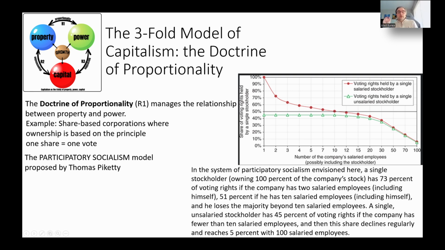This model proposed by Thomas Piketty is trying to address the question of proportionality. It seems like he's asking, should we still keep proportionality? It seems that he answers yes, but only to some extent. So this is why he blends proportion with representation by one person equals one vote. And he proposes this gradual evolution of this combination of shares versus individual votes.